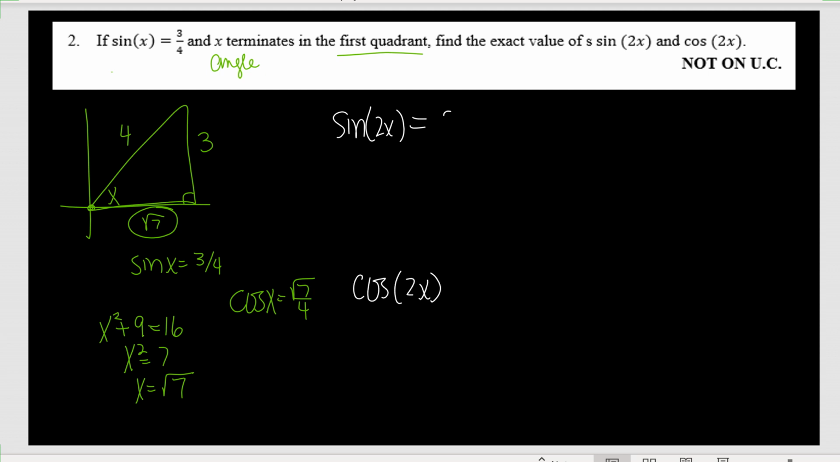All right, so sine of 2x is 2 multiplied by sine of the angle multiplied by cosine of the angle. 2 multiplied by 3 over 4 multiplied by the square root of 7 over 4. Alrighty.